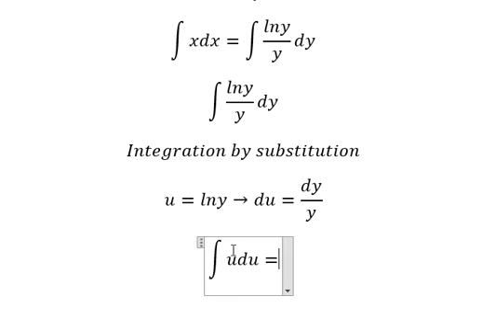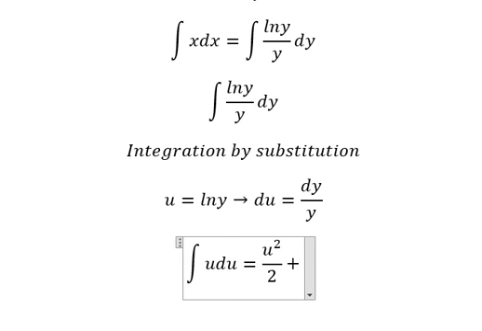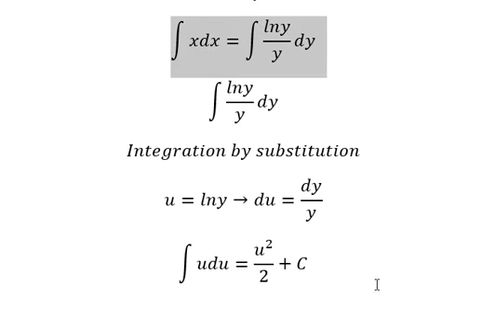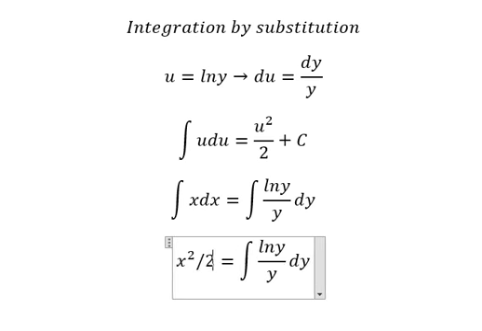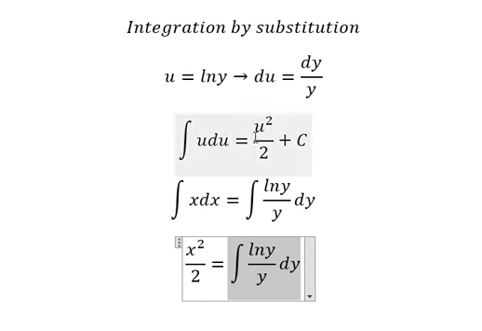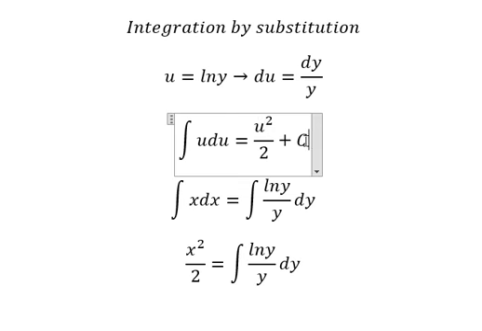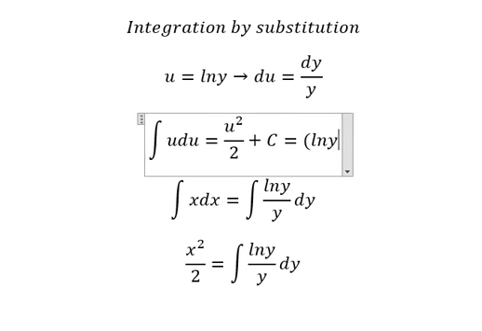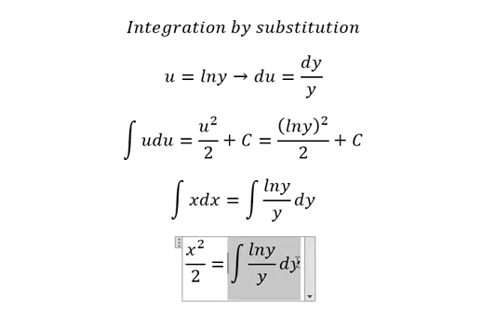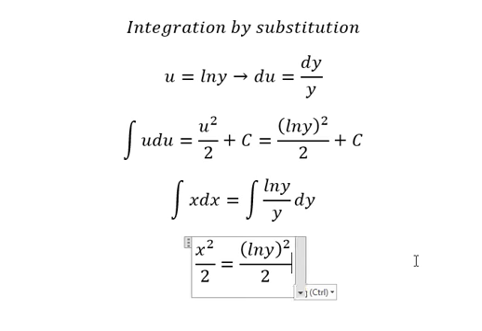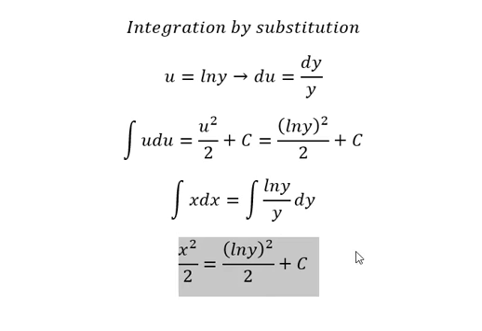The integration of u, we have u squared over 2, and I will put plus c. This one we have ln x squared over 2. This one we change by this one, and u is ln x. And this is the final answer. This is the end.